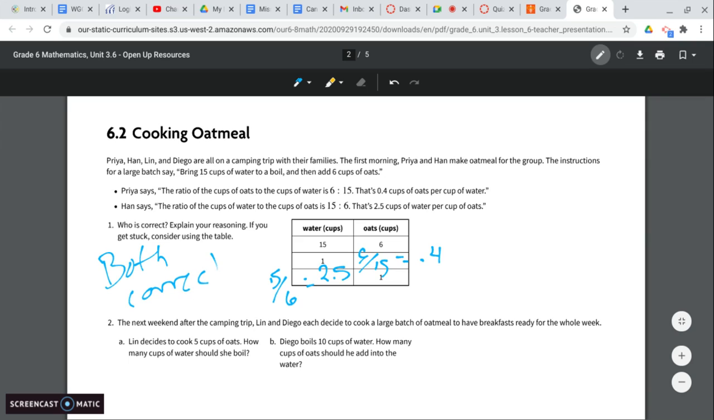So there are 2 unit rates when we're dealing with these sorts of situations. There's taking it in terms of water to oats and oats to water, so looking at it in both directions. So we have reciprocal unit rates. Reciprocal is your keyword for this lesson.